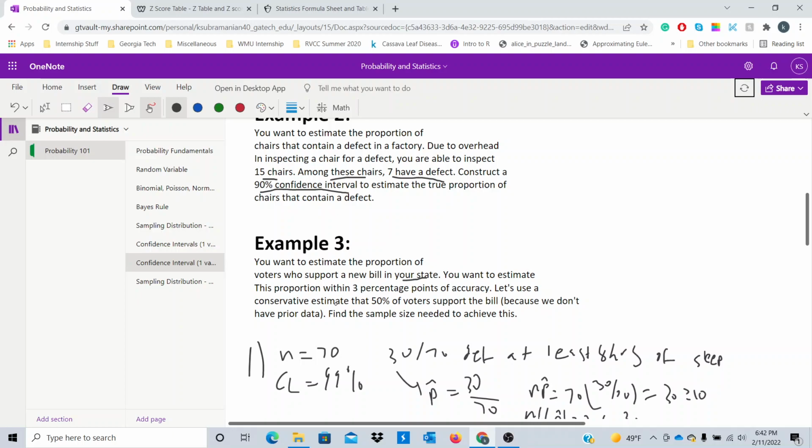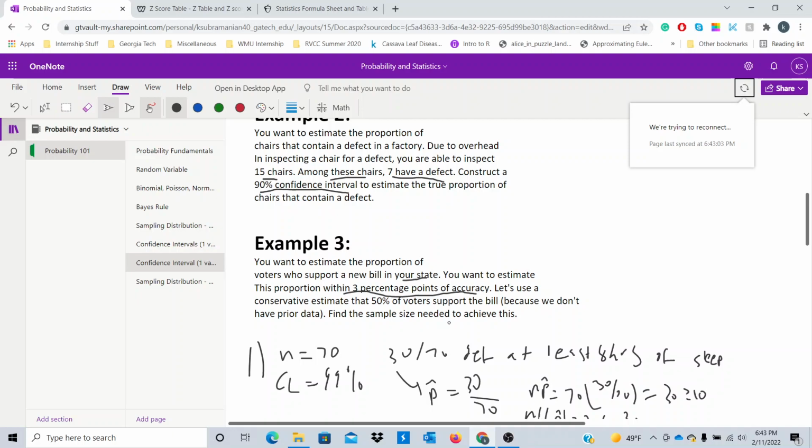And we want to estimate this proportion within 3 percentage points of accuracy. So we want to use a conservative estimate, right? Because we don't have prior data on voters who support this new bill. It's a brand new bill that has been proposed in your state, and your state is the first to propose it. We're going to assume that half of the voters support the bill, half oppose, which is a conservative estimate, right? Because we don't really have prior data. So we're going to be conservative in our estimation.